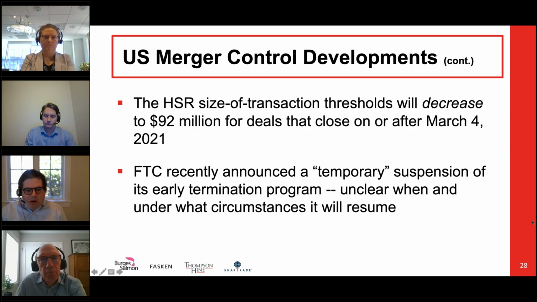Tony mentioned this before, but just as in Canada, the HSR size of transaction thresholds change every year. It's based on a change in gross national product. I believe this is the first time since 2010, in the aftermath of the 2008 crash, that there was a retraction of the economy, a decrease in gross national product. So now the new threshold is $92 million, and that applies to any deals that close on or after March 4th of this year. Obviously, a lower threshold catches more deals.